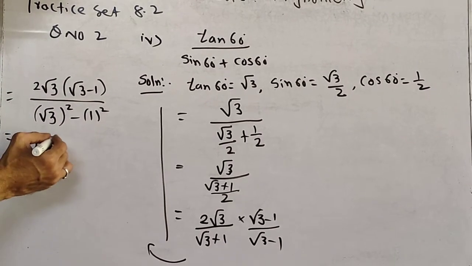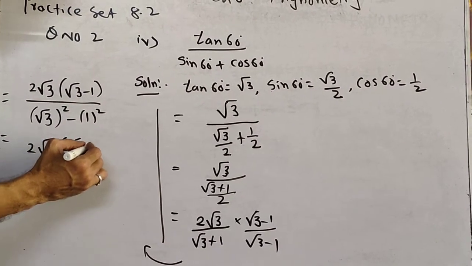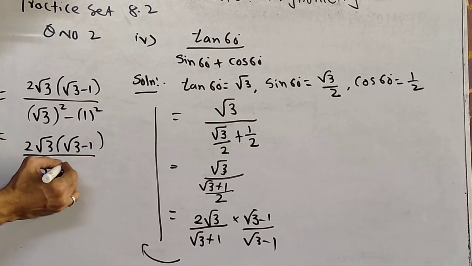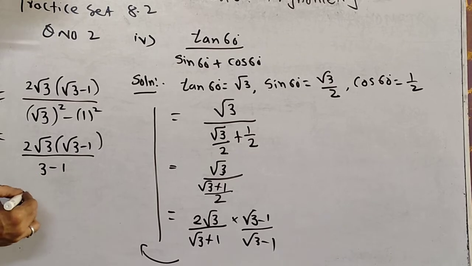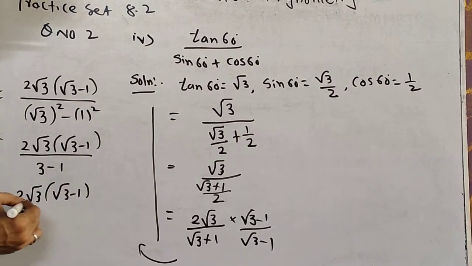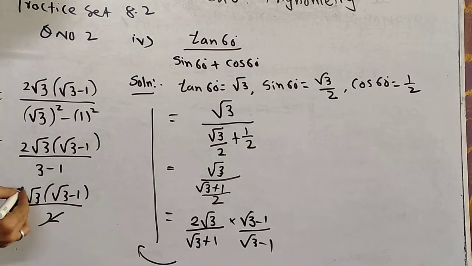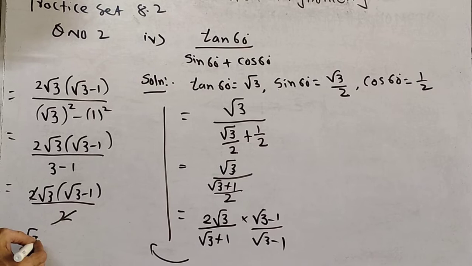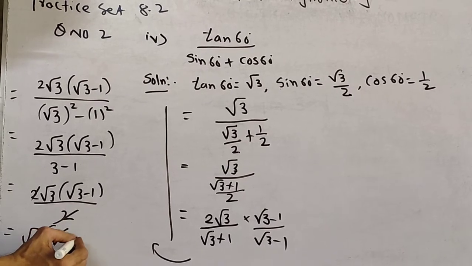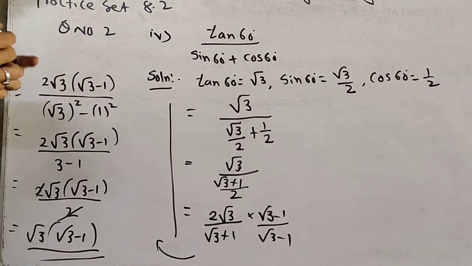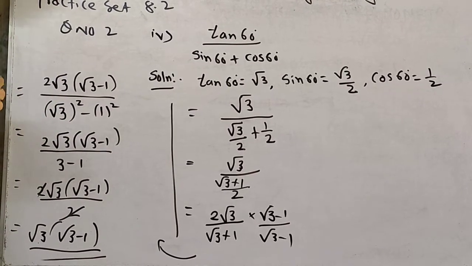I am writing 2 root 3 the same, the numerator is the same. Okay. 3 minus 1. So you will get 2 root 3 into root 3 minus 1 upon 2. 2 and 2 will get cancelled here, and your final answer you will get is root 3 into root 3 minus 1. This is your final answer. So you have to solve further also.